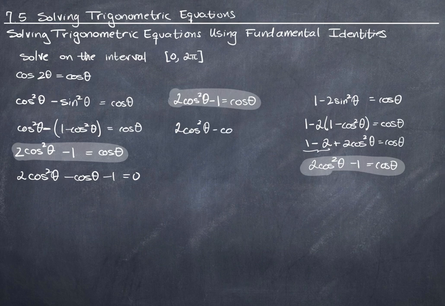I'm going to get minus cosine theta minus 1 equals 0. So now this that I eventually came up with is the same as this. And I would get the same thing if I did it here as well. So solving this quadratic equation means substituting t for cosine of theta, and then solving that quadratic equation, back substituting, and then finding all the values that satisfy that equation.